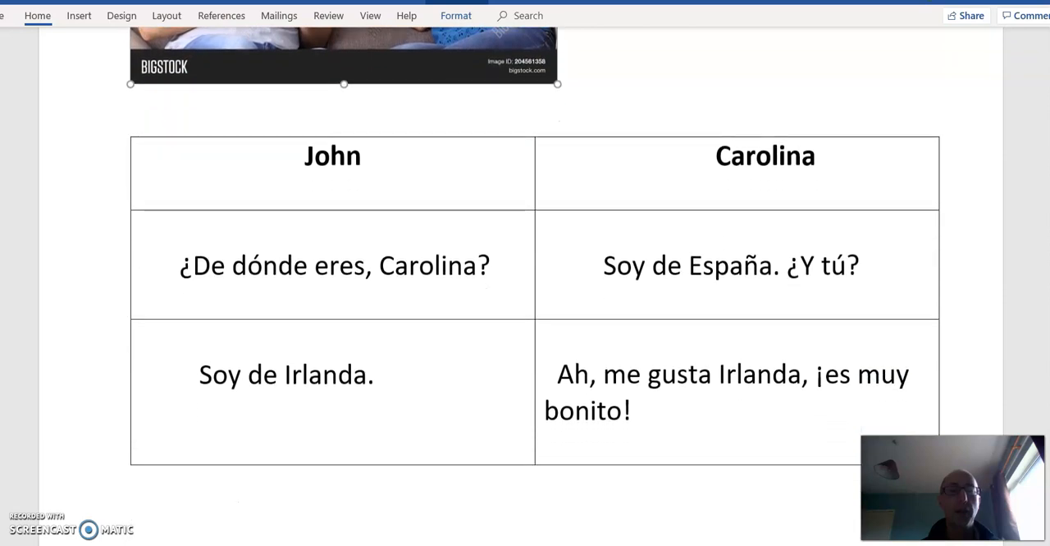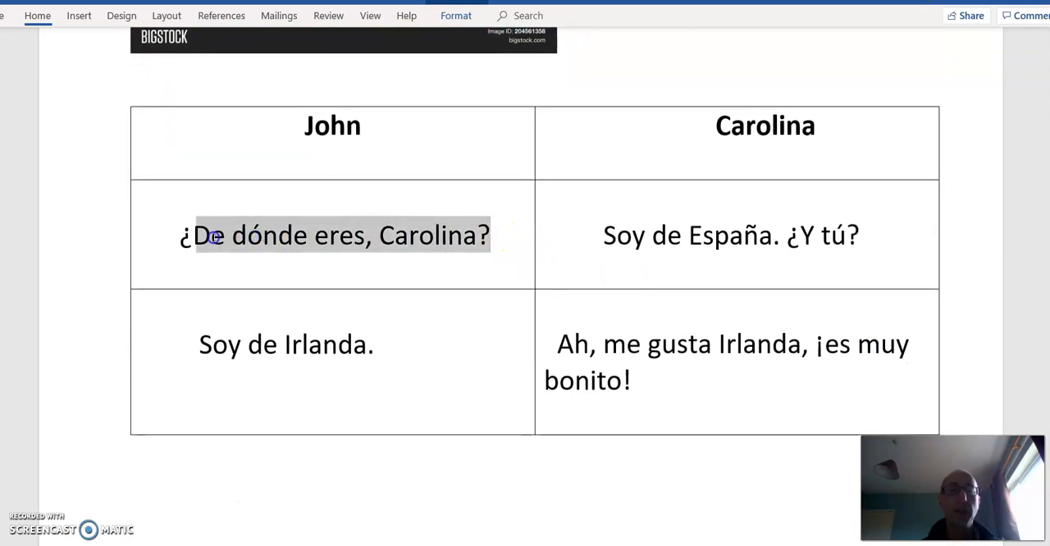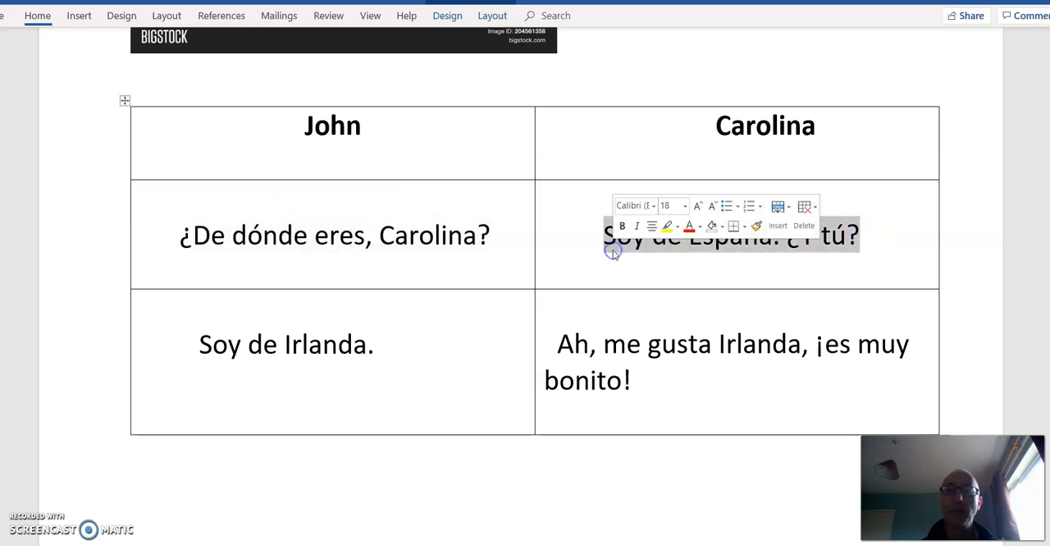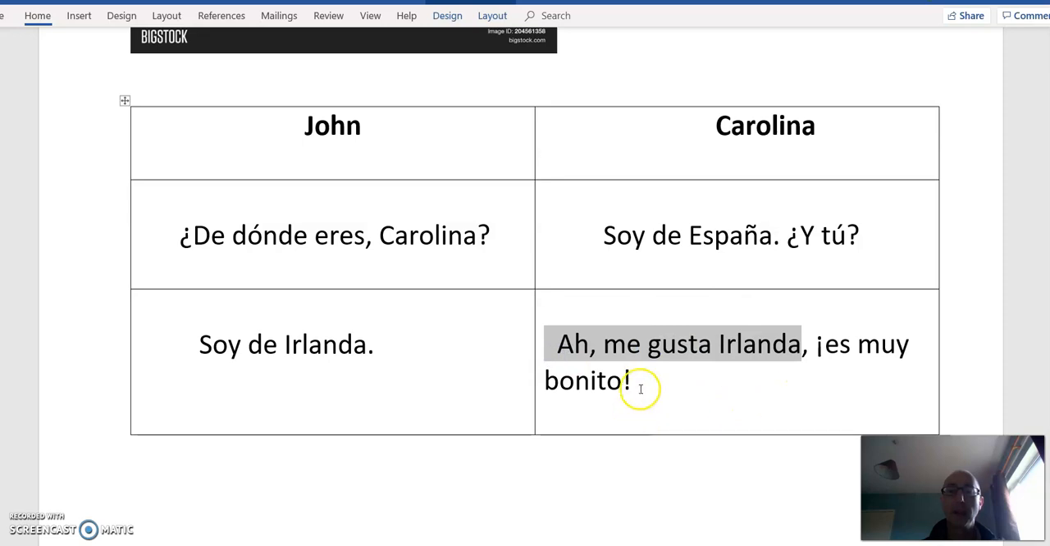So John asks Carolina, ¿De dónde eres, Carolina? Carolina says, Soy de España. ¿Y tú? John replies, Soy de Irlanda. Ah, me gusta Irlanda, Carolina says. Es muy bonito.